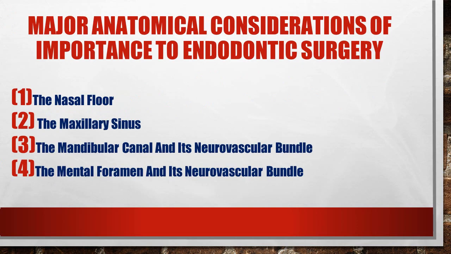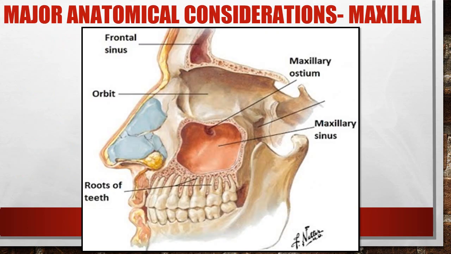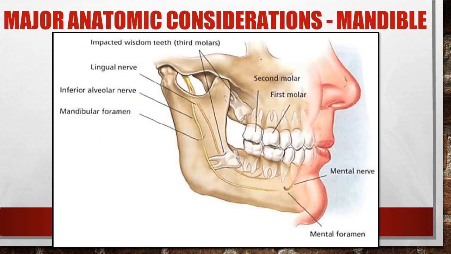Okay, like I said before, these are the major anatomical considerations which you have to take into mind before you perform your endodontic surgery. The first and foremost is the nasal floor, then you have the maxillary sinus, the mandibular canal, and the mental foramen. If you feel that any of these landmarks are going to be hit when you are performing your surgery, you want to reconsider, because it can lead to potential side effects.